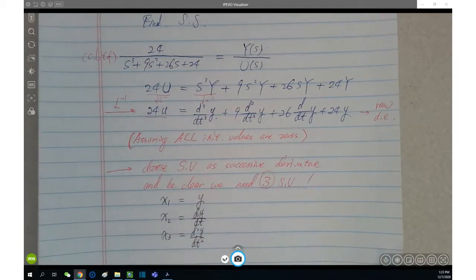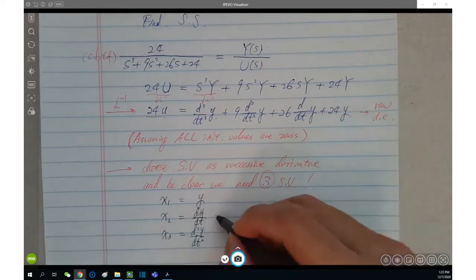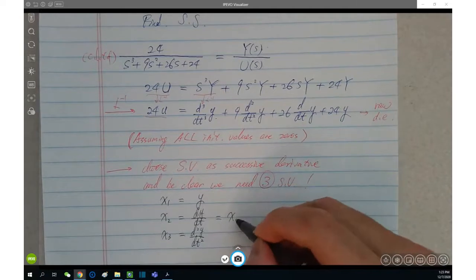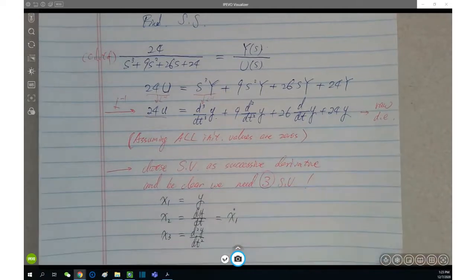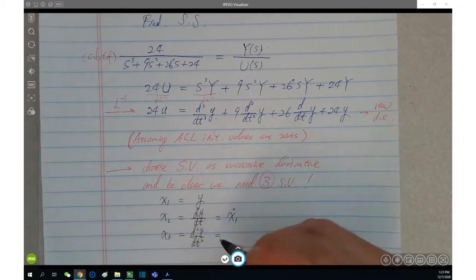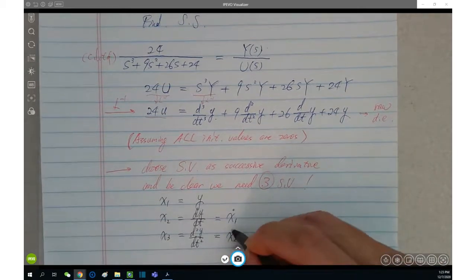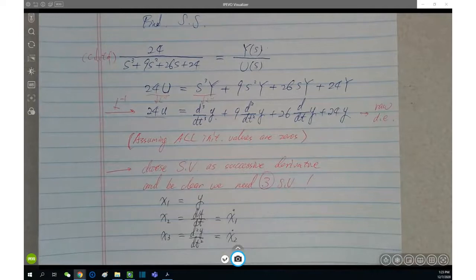And further, you notice that x2 just equals x1's derivative, right? And for the same reason, x3 equals x2's derivative. Does it make sense? If this is fine, then keep them there. You're going to use them very soon.